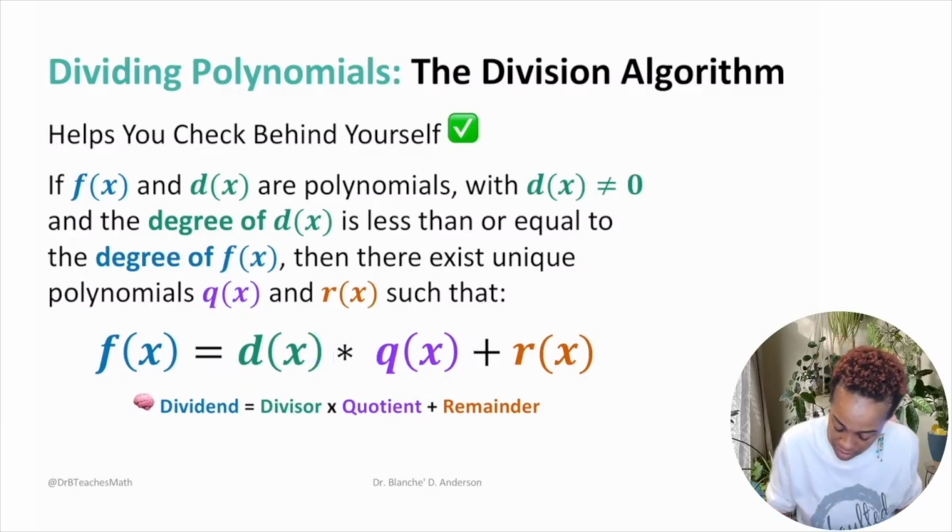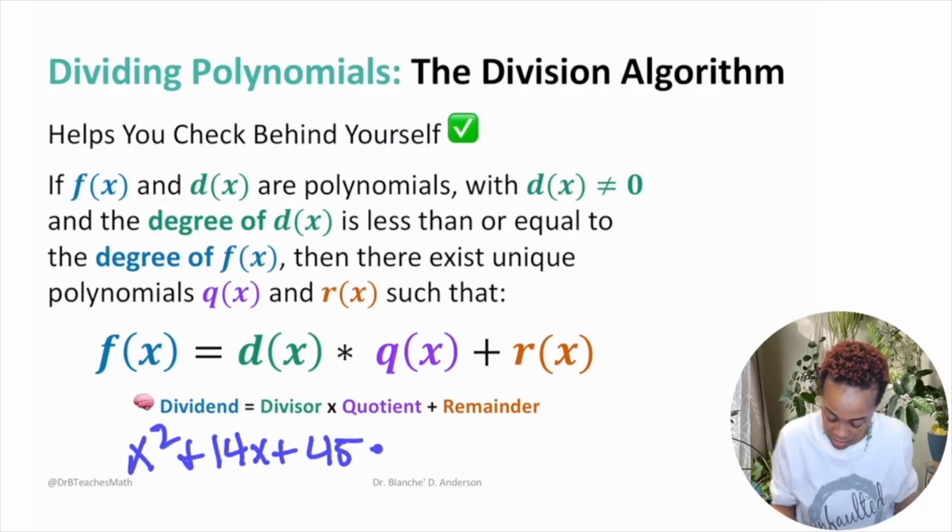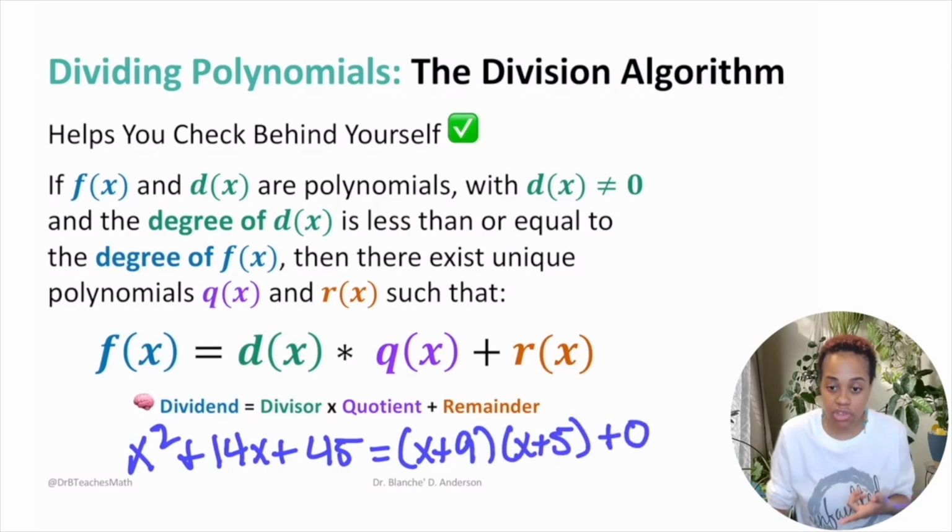When we said that x squared plus 14x plus 45 was equal to x plus 9 times x plus 5, the remainder was 0. So that's essentially what we're saying. Whatever's being divided is going to be equal to your divisor times the quotient plus the remainder. That's what this division algorithm says.